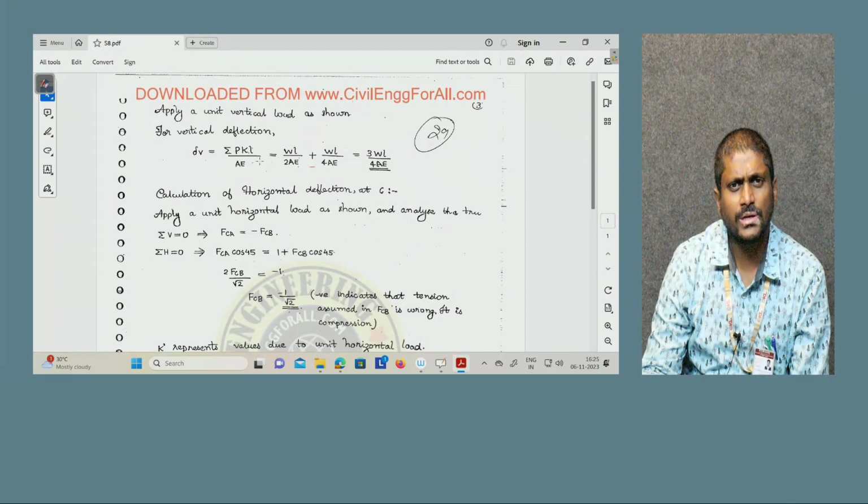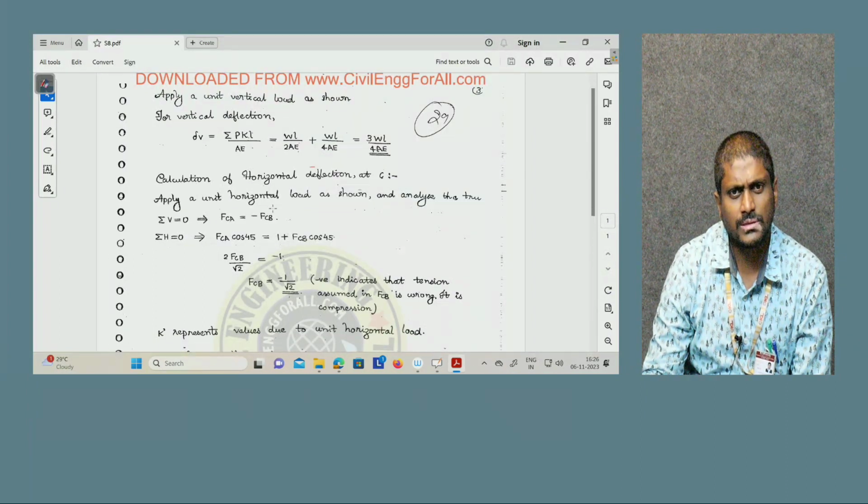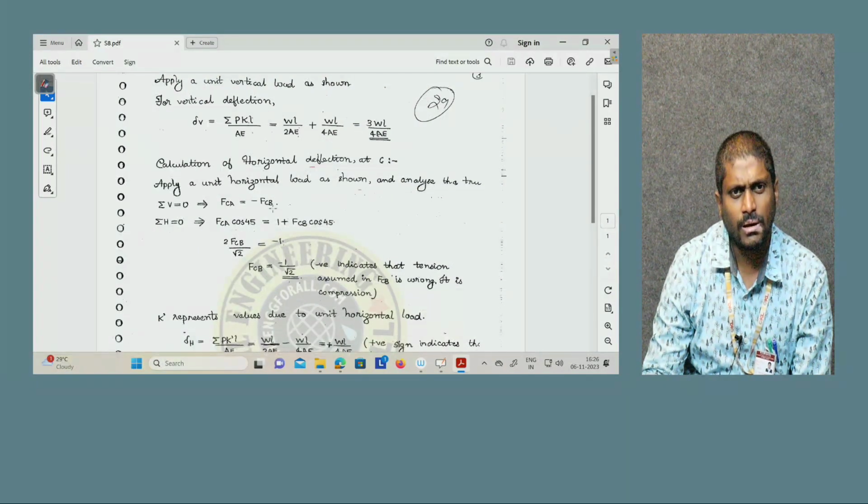Apply a unit vertical load for vertical deflection. Delta V equals to summation PKL by AE equals to WL by 2AE plus WL by 4AE equals to 3WL by 4AE. Calculation of horizontal deflection at C. Apply a unit horizontal load as shown and analyze the truss.